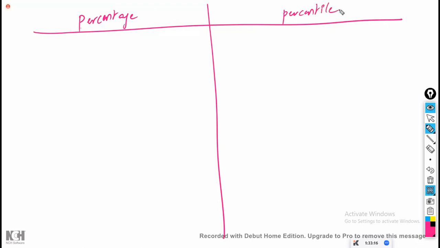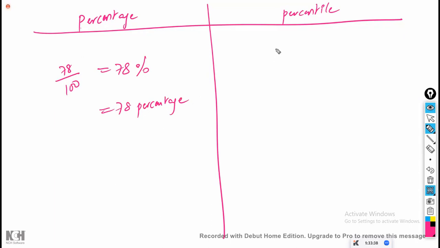Okay, percentage, percentile. For example, out of 100, you got 78 marks. This is called 78 percentage. You have got 78 percentage. What is meant by percentile? In your class, what is your position?